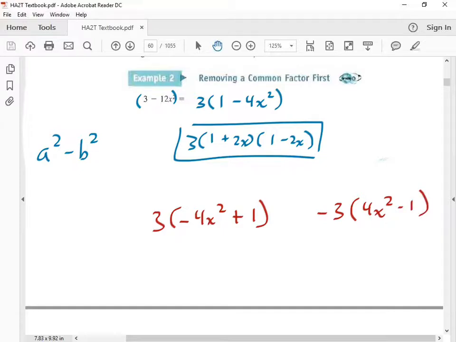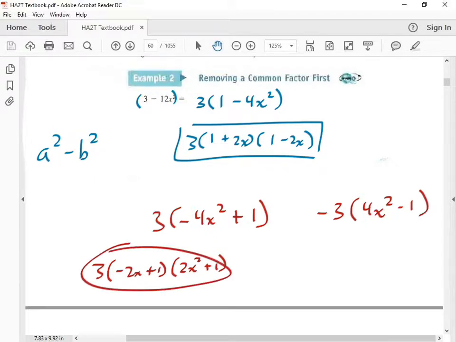In which case, you're going to get the same answer when you factor both of these. For this one, when you factor that one, it would be 3, and you would have a negative 2x plus 1, and then a positive 2x plus 1. So the sign changes. See, this one's the weirdest one.